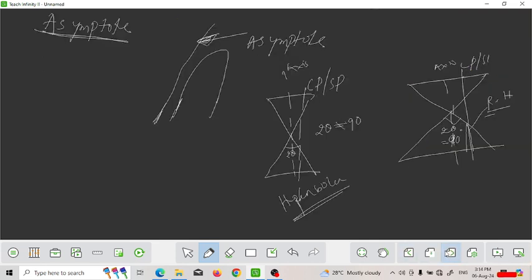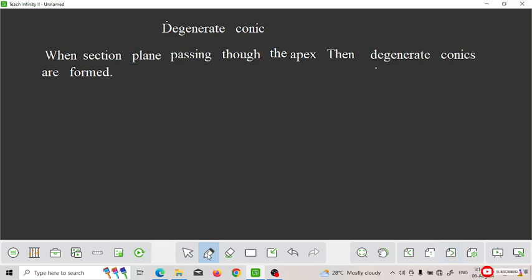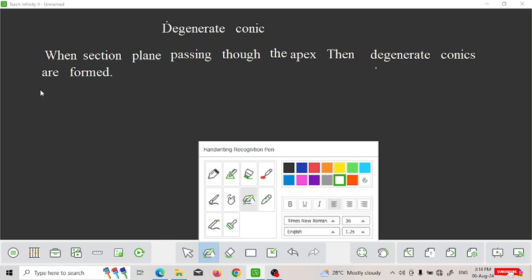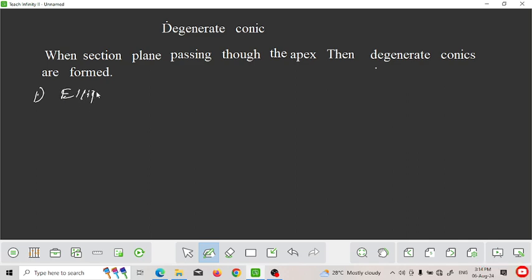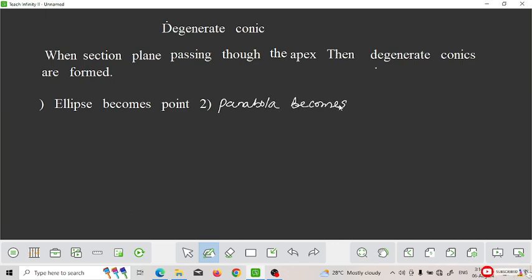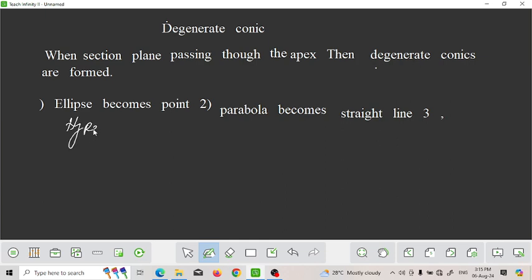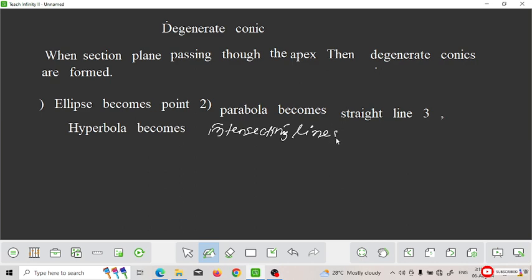Okay, so write down: ellipse becomes a point, parabola becomes a straight line, hyperbola becomes an intersecting line.